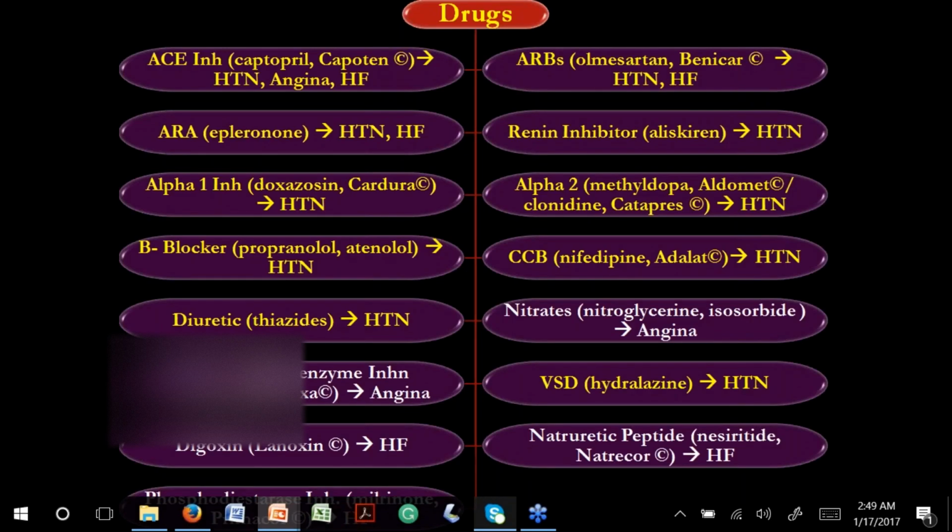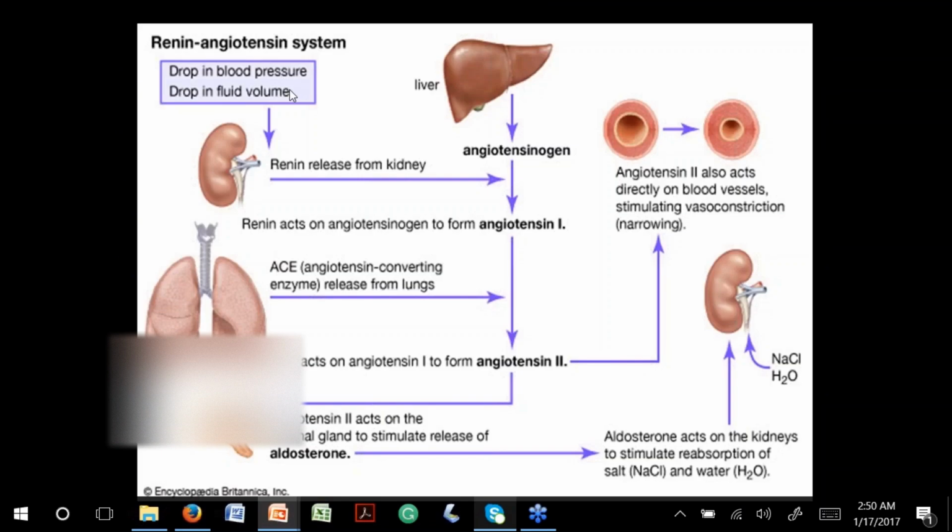All right, so here we have all the medications. We have 15 medications, and everything that is in yellow is mostly used for hypertension. They can be used for angina or heart failure, for example. Let's start with this graphic. In this graphic here we have 5 of these medications that are going to treat hypertension. I'm going to be very brief. Here we have the kidney, the liver, the lungs, the adrenal gland, and they go back to the kidney.